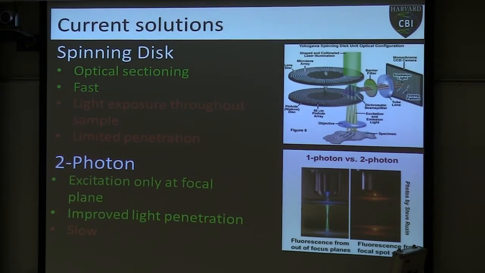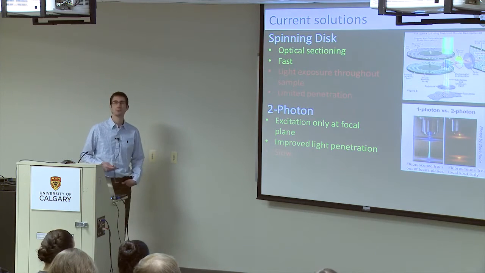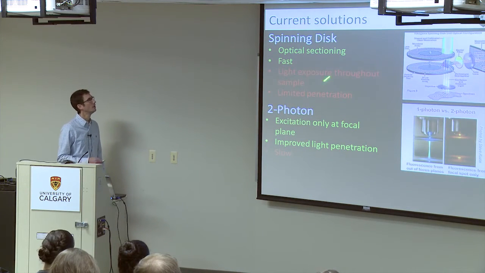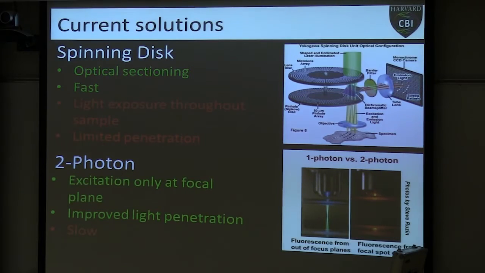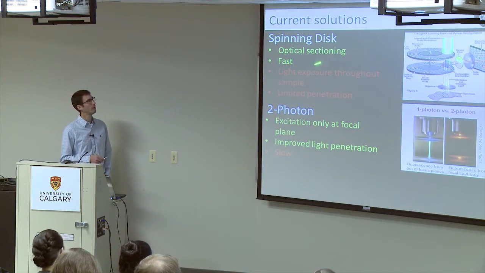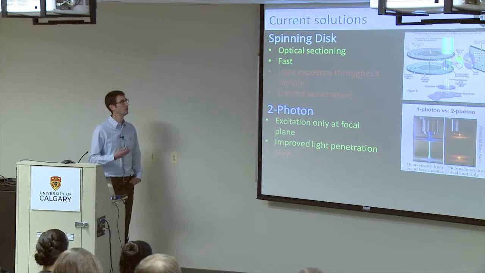So prior to Lightsheet, I guess this shouldn't say current, it should say prior to Lightsheet, there were a few solutions or proposed solutions to get around these issues. So we've probably all heard of spinning disk microscopes, where we basically parallelize our excitation light. So instead of just focusing on a single point, we have this spinning disk with a number of openings in it where we can focus multiple points of light into our sample at a time. So we're parallelizing that acquisition. So this ends up being much faster. We also still have optical sectioning here. But we have the disadvantages. We still have that light exposure all the way through our sample and limited penetration.